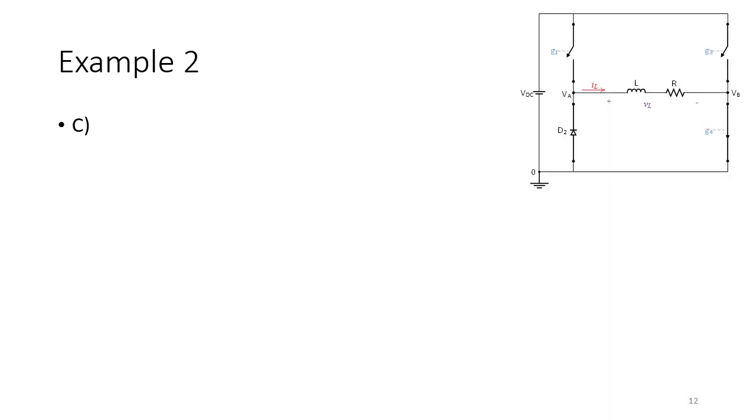So we said G1 is off, G3 is off, G4 is on, and then we have D2, and here we will have the path for the current IL to flow.